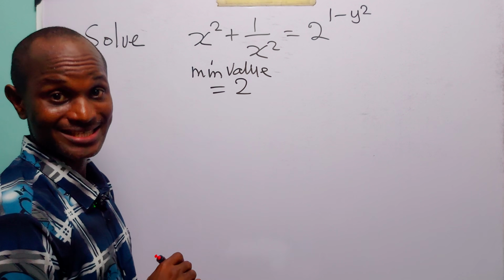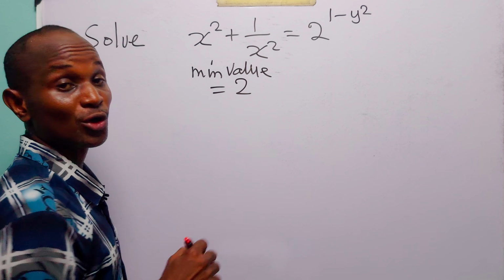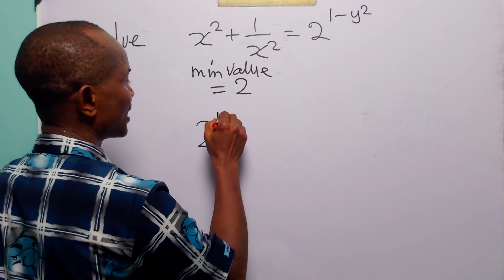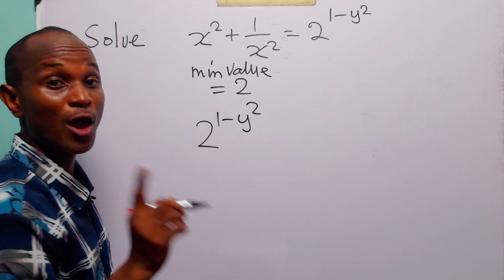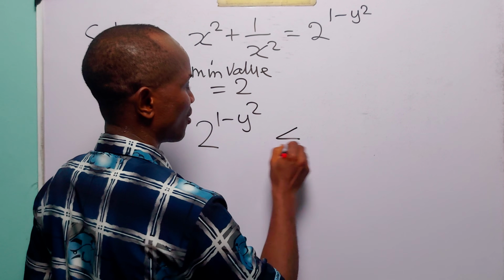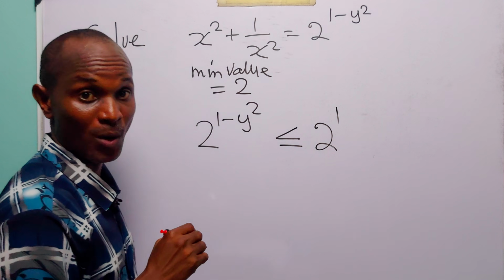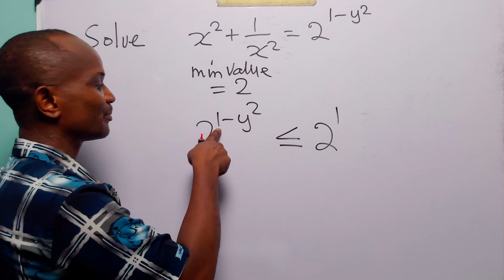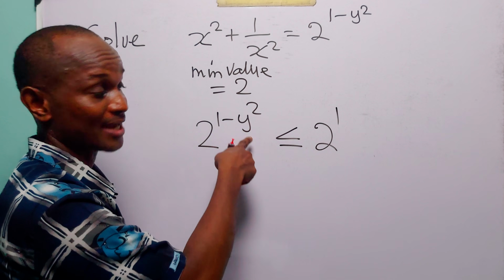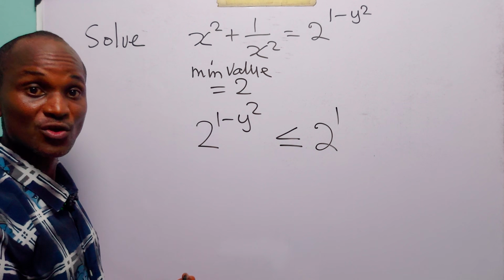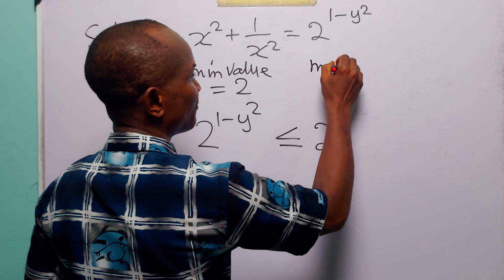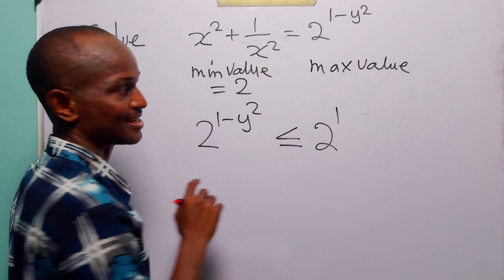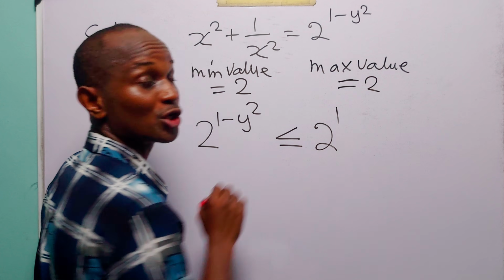Now, coming over to the right-hand side of this equation, you know that for all real values of y, 2 to the power 1 minus y squared must always be less than or equal to 2 to the power 1, because as y squared increases, then 2 to the power 1 minus y squared will always decrease. So that simply means that the maximum value of this right-hand side is equal to 2.